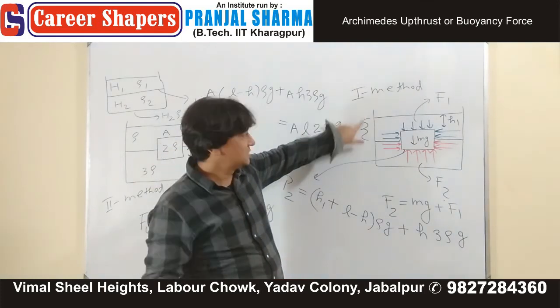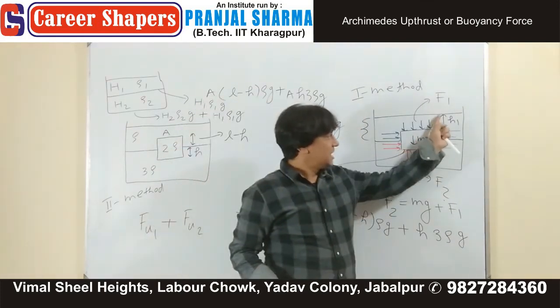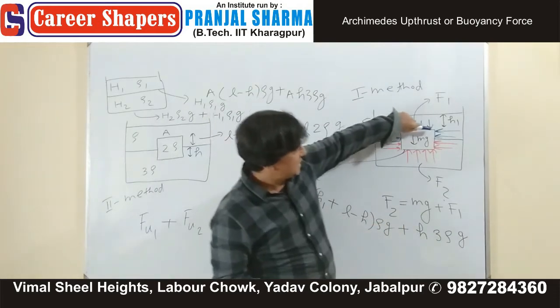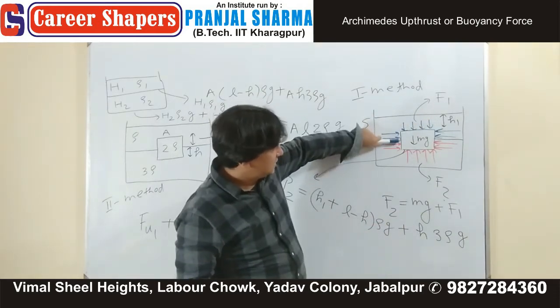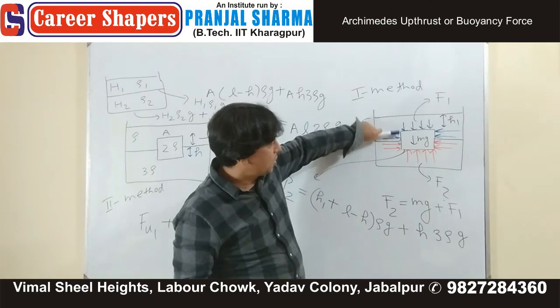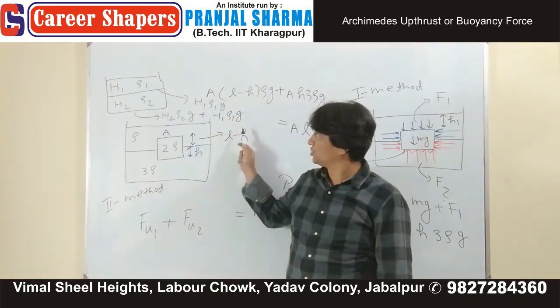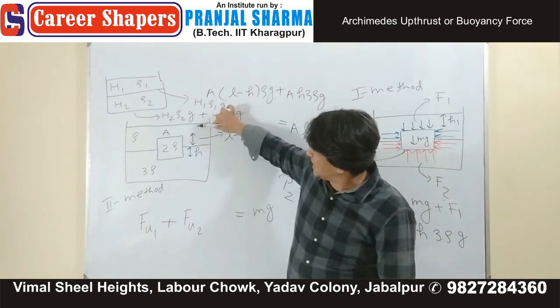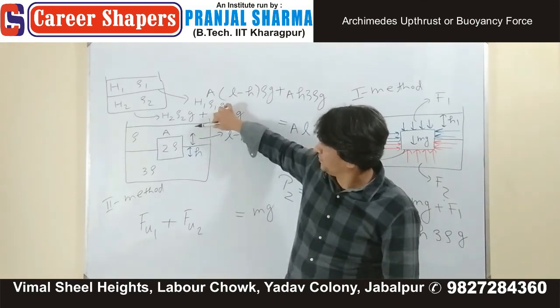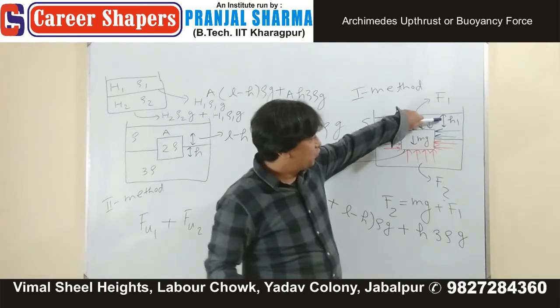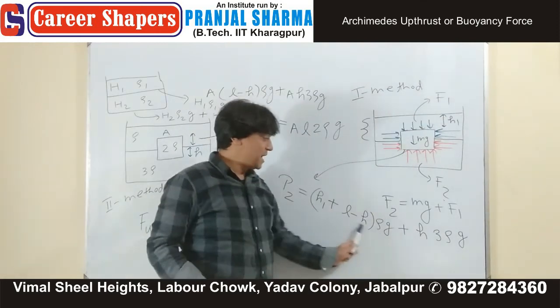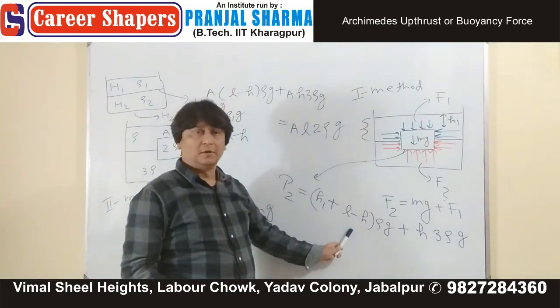सो इस जगह पर कितना लिक्विड है इसके ऊपर, दिस मच rho। What is this height, this is h1, this is h1, and what is this top portion of the block? Top portion of the block is L minus H. So what is technically height of this liquid? H1 plus L minus H into rho G.